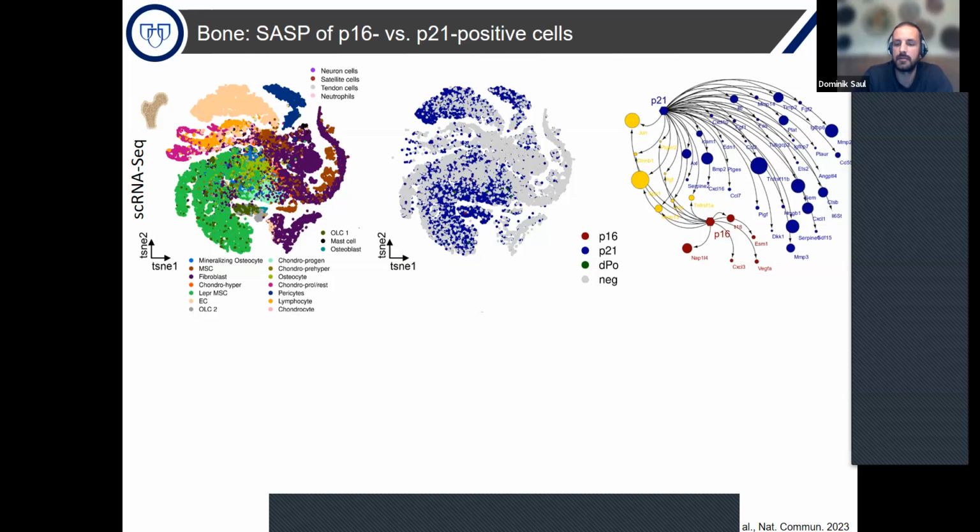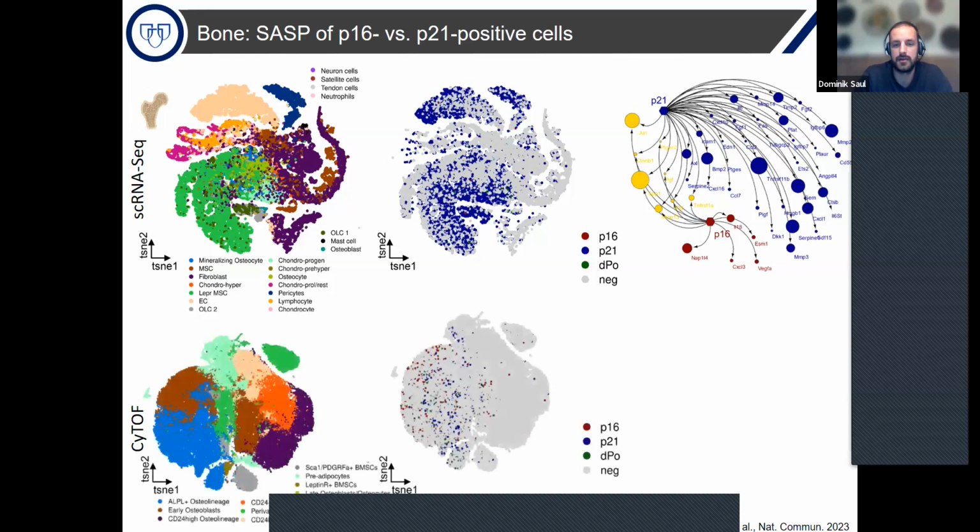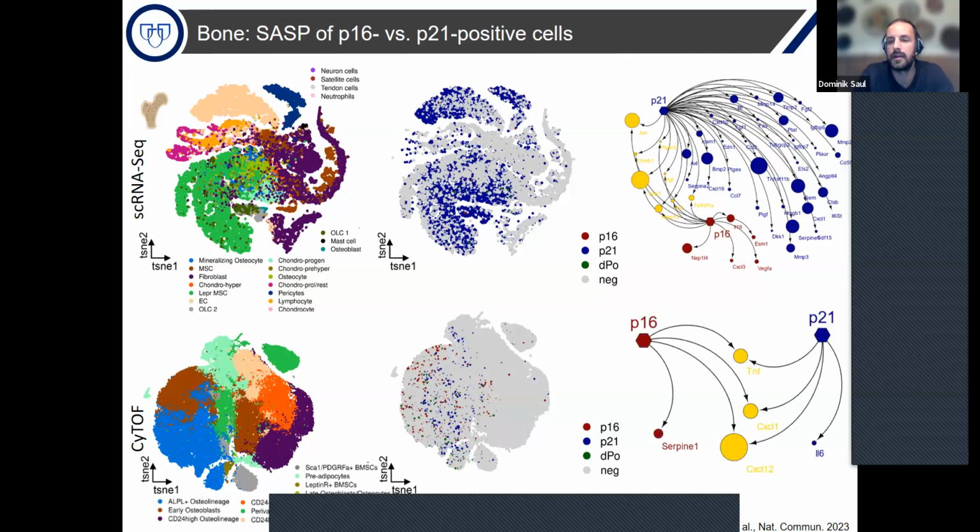But in this case, because Madison Doolittle published another paper in Nature Communications and had practically another bone sample, but now used CyTOF, a proteomics approach, we were able to also validate which cells are p16 or p21 positive. But the caveat here is that CyTOF uses antibodies, so we just had 32 genes or proteins that we could look at. And this is why this pattern looks a little different.